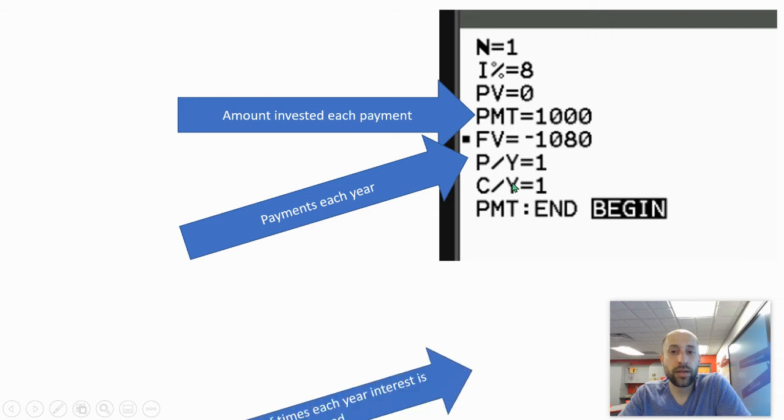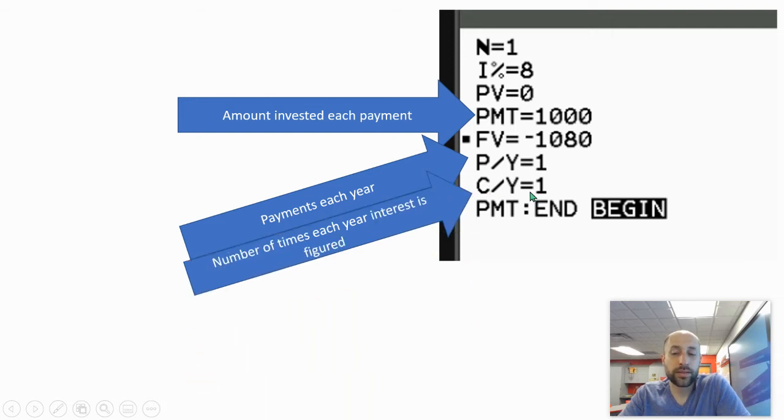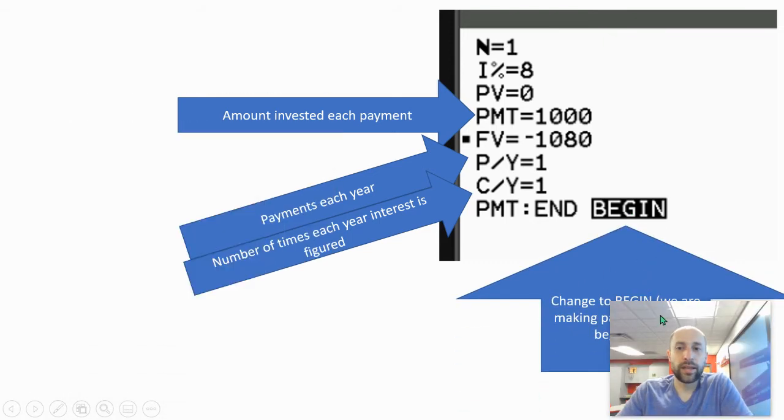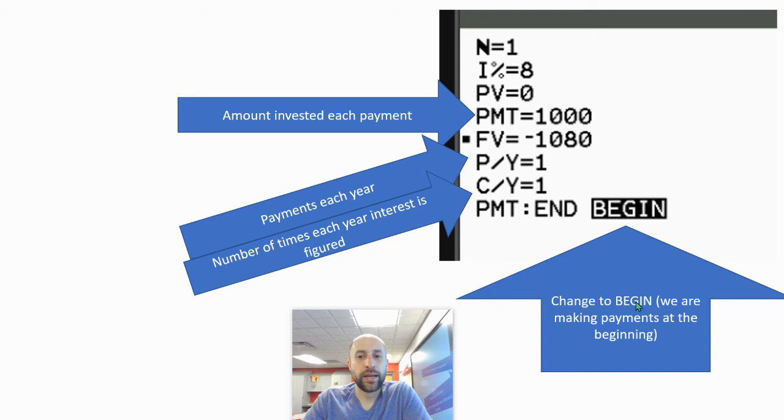So again, we have a payment of 1,000. Payments per year is 1. Compounds per year is 1. It's calculated at the end of the year. The payments are made at the beginning of the year. And there we go. Just to clarify, we are making payments at the beginning of the year.